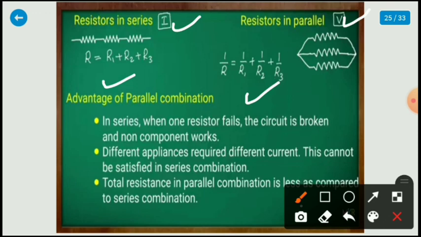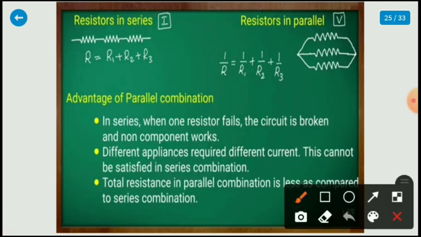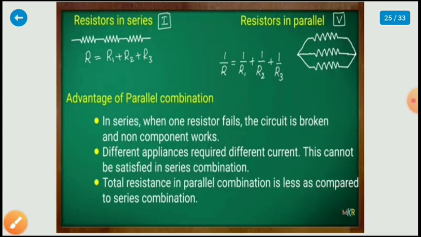So, the advantage of the parallel combination. In the series combination, what happens? If one resistor fails, the circuit is broken and no component works. Different appliances require different currents, and this cannot be satisfied by a series combination. And the total resistance in a parallel combination is less as compared to the series combination.